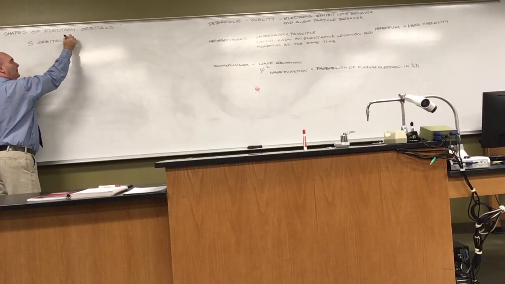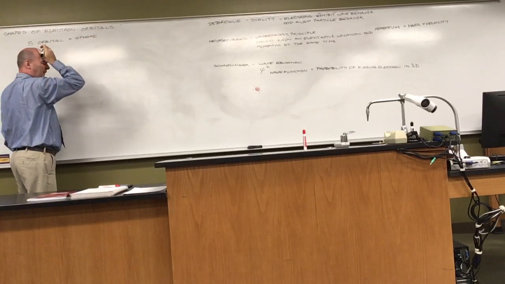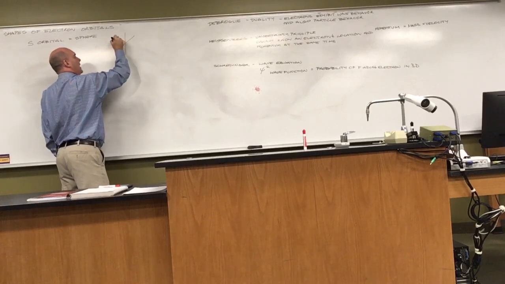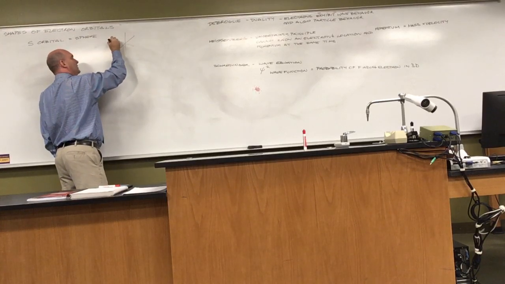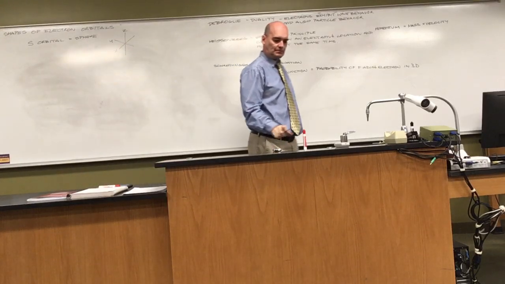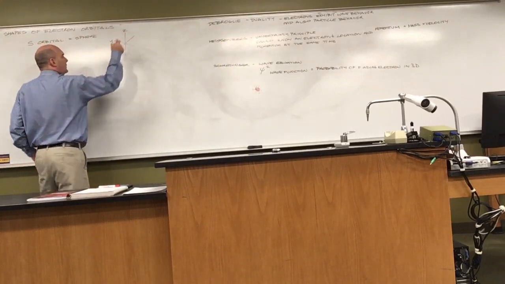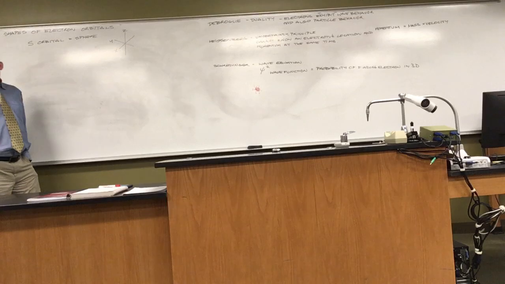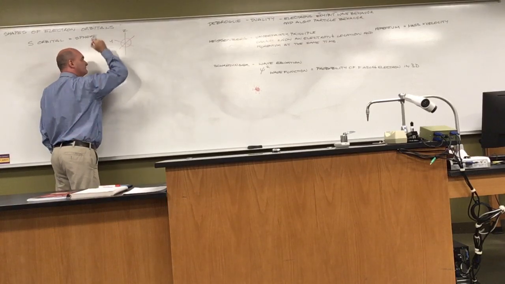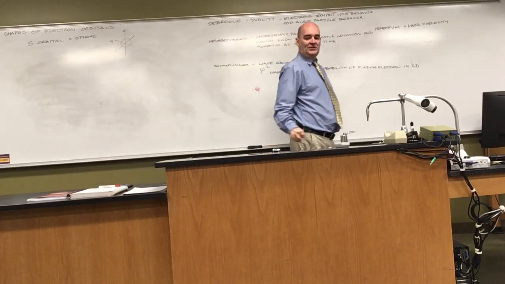The s orbital is a sphere. Okay? So draw an x, a y, and a z. Here's the x, there's the y, and there is the z axis. With the nucleus at the origin of those 3 axes, an s orbital is just a sphere.